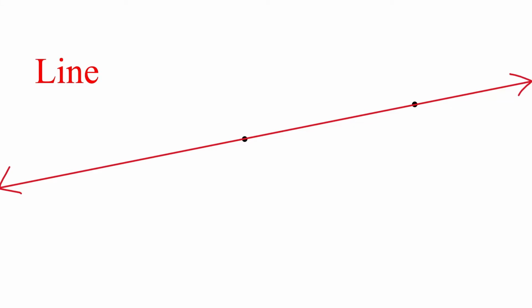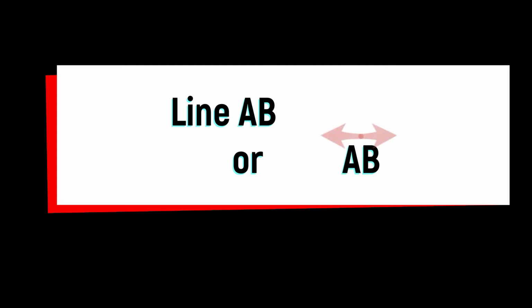Lines are one-dimensional. We can label the dots A and B. We can refer to this figure as line AB or AB with a line over it. There are so many ways to draw lines, such as all of these examples.